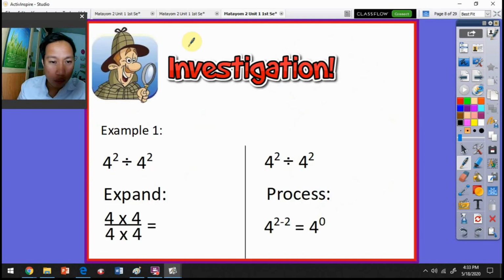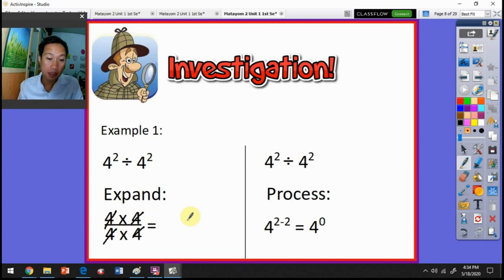Now we will move on to our first investigation. Remember our FEP acronym: fix, expand, process. Let's say, for example, you have 4 to the power of 2, or 4 squared, divided by 4 squared. Now, when we expand this, we will have 4 times 4 on the top part over 4 times 4. Now we cancel this out together.